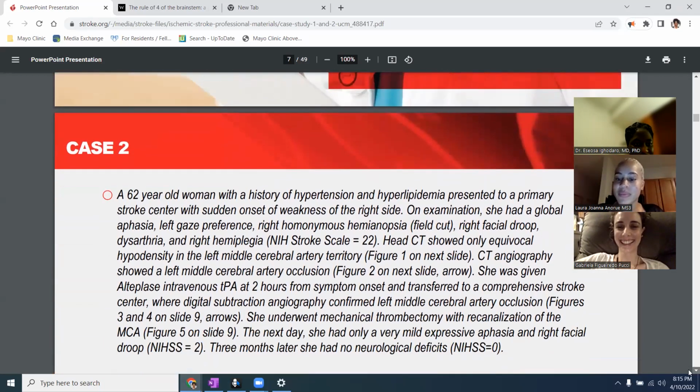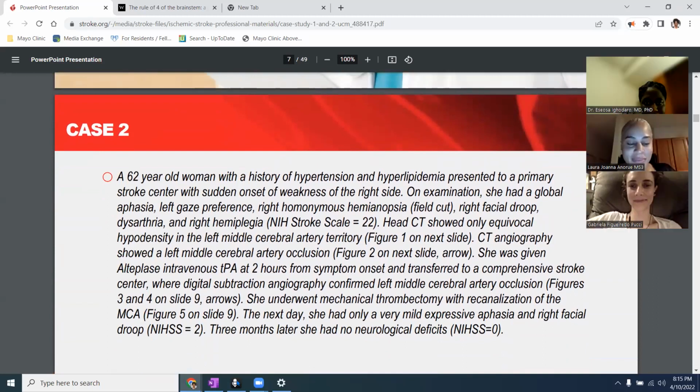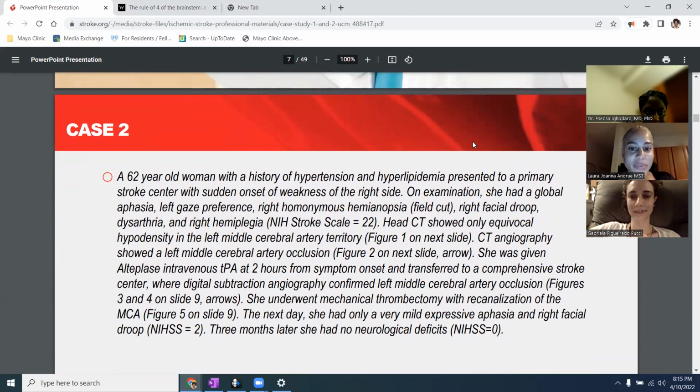Awesome. So now we're on to case 2, a 62-year-old female. This female has hypertension and hyperlipidemia, and presents to a primary stroke center. She has sudden onset of weakness on the right side. Exam: she has global aphasia, left gaze preference, right homonymous hemianopsia, right facial droop, dysarthria, and right hemiplegia.